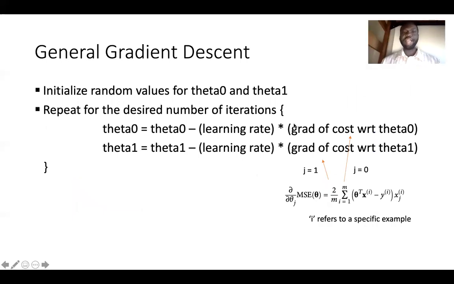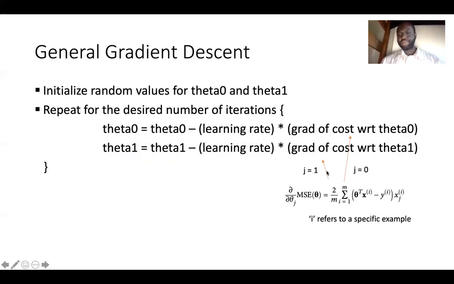Yes, so this is the actual content. These are the actual formulas for gradient descent. We initialize random values for theta 0 and theta 1, and then we repeat for a number of iterations, which we tell it how many steps to take. Take these large steps and reduce it by that amount.